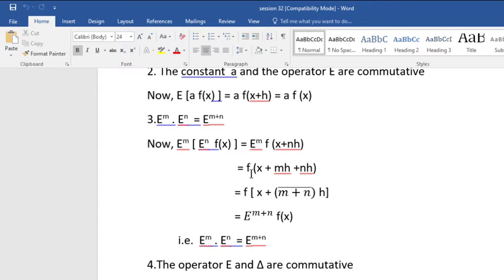So that means we can write this one as f of x plus mh plus nh, and from these two terms we can take that h as common factor and we can write it as f of x plus (m plus n) of h, and again using the definition of shifting operator we can write this one as E raised to (m plus n) of f of x. So that is, we can say E raised to m into E raised to n is equal to E raised to (m plus n).